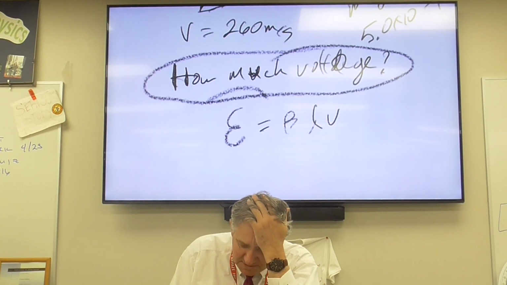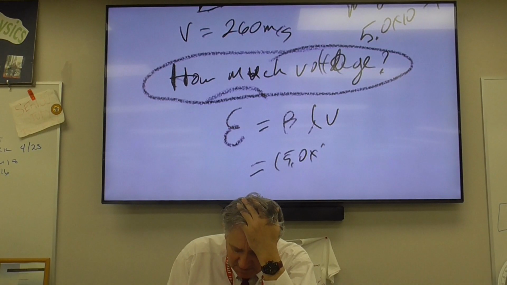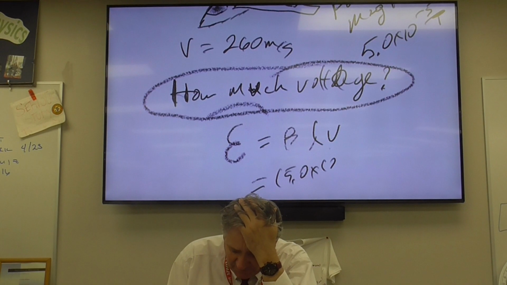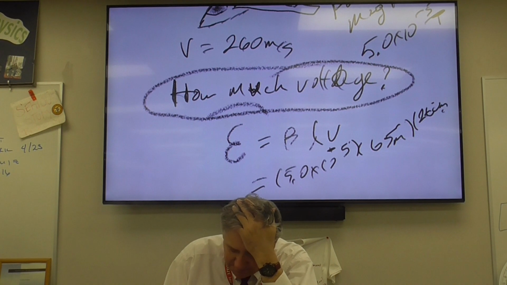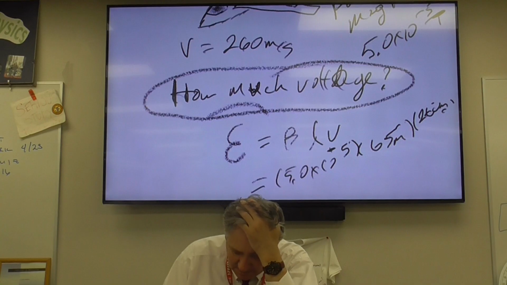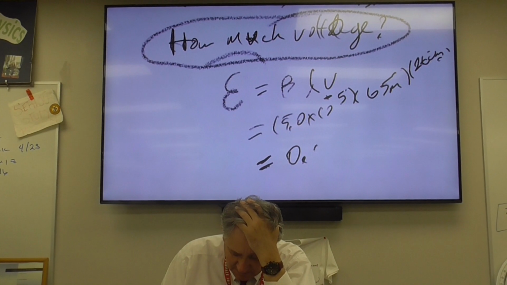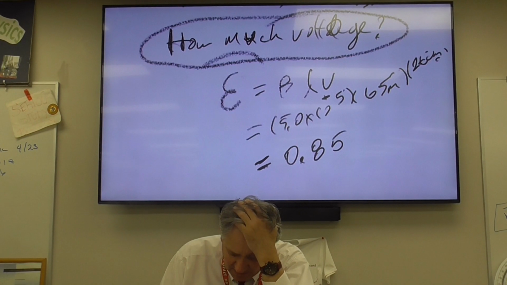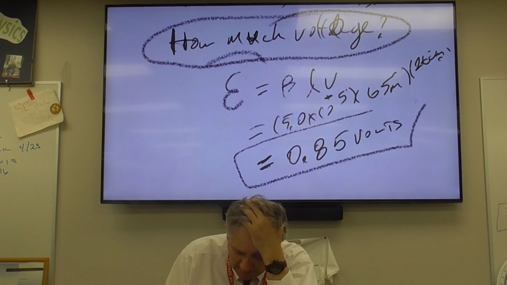Then it's a pretty straightforward calculation. You've got 5.0 times 10 to the negative fifth, times the length of 65 meters, and you're traveling at 260 meters per second. Crunch all the numbers and you get 0.85 volts.